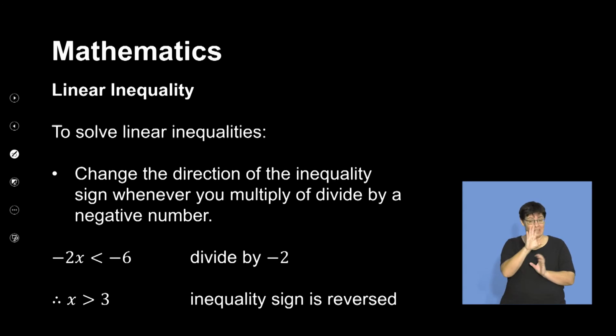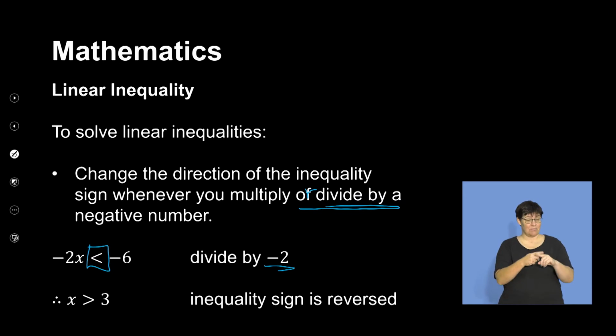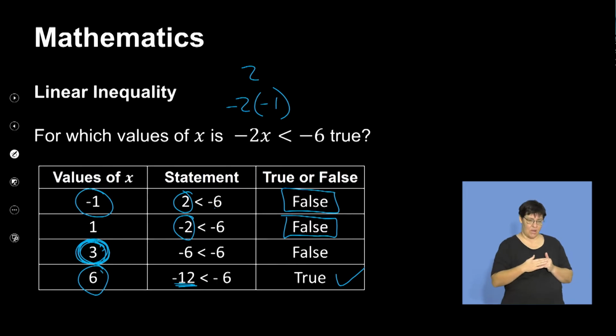Now, to solve these algebraically, you need to change the direction of the inequality whenever you multiply or divide by a negative number. My question, remember, was -2x less than -6. I must divide both sides by -2 because I want x on its own. But one of the rules we need to adhere to is that the inequality sign must change direction because of the negativeness, which makes this x greater than 3. If I go back to my table, remember, 6 is definitely greater than 3, and I said it is part of what makes this statement true.